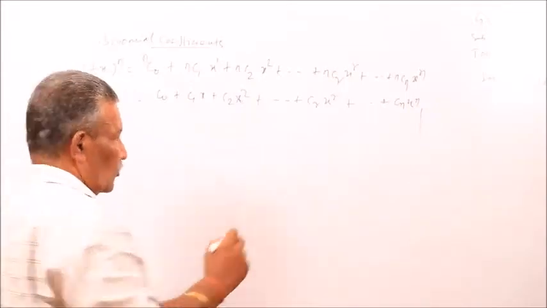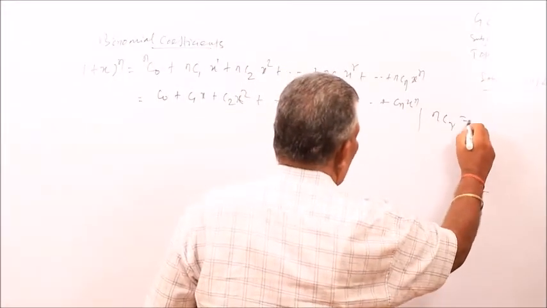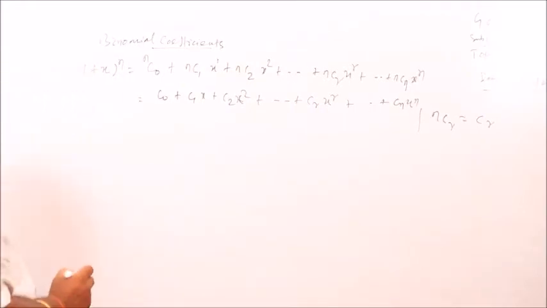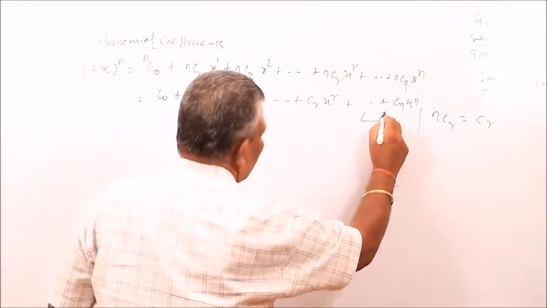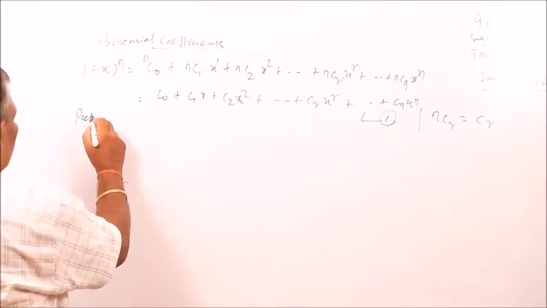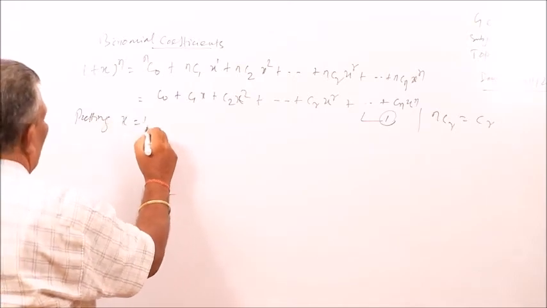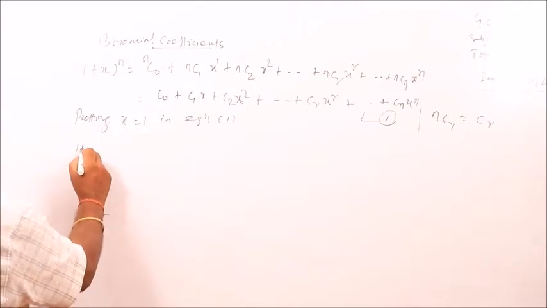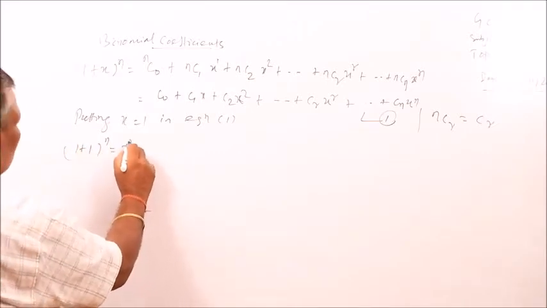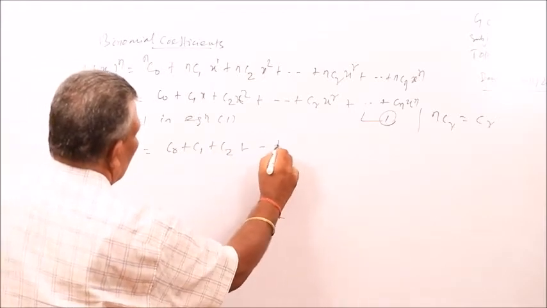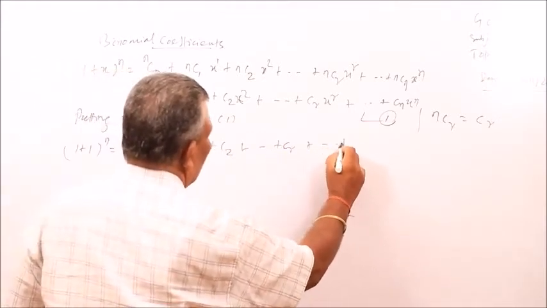Here we can take the notation nCr as Cr for convenience; there will be no problem at all. Let it be equation 1. So let us put x equal to 1 here. Putting x equal to 1 in equation 1, what happens? (1 + 1)^n, that is 2^n, equals C0 + C1 + C2 + ... + Cr + ... + Cn.